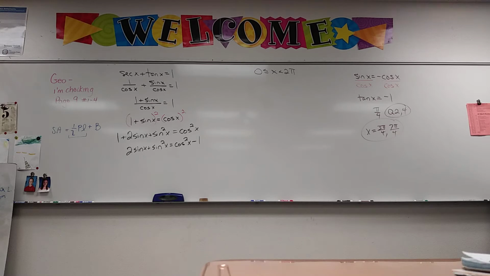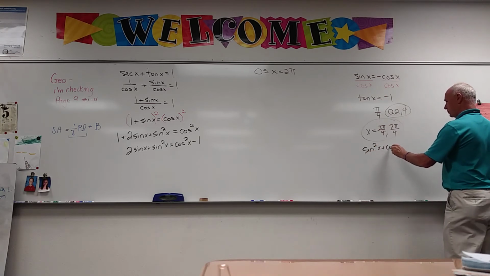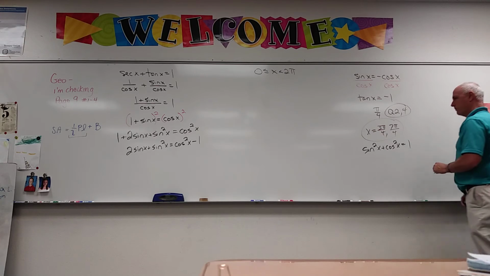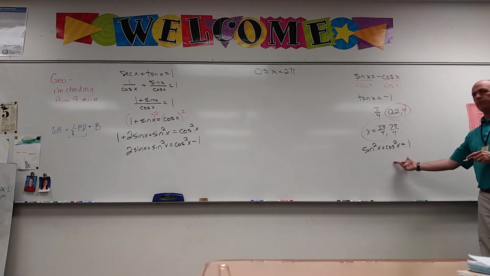Is cosine squared of x minus 1 equal to sine squared of x? No. Sine squared of x plus cosine squared of x equals 1. So cosine squared of x minus 1 equals negative sine squared of x. It would be 1 minus cosine squared of x that equals sine squared. Can we get cosine squared of x minus 1 from this?